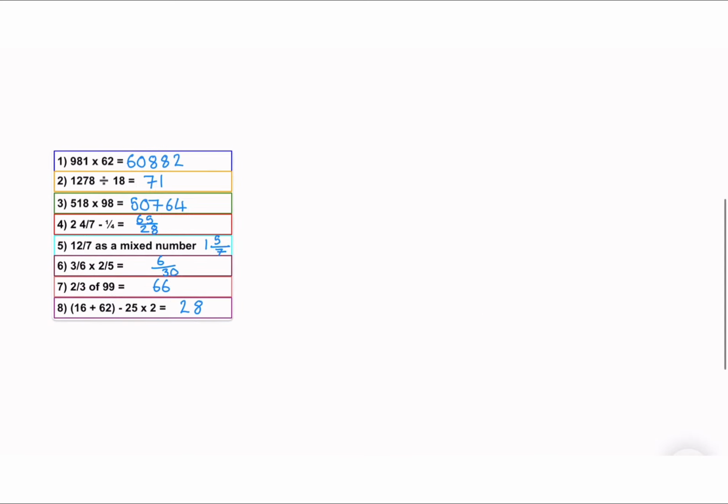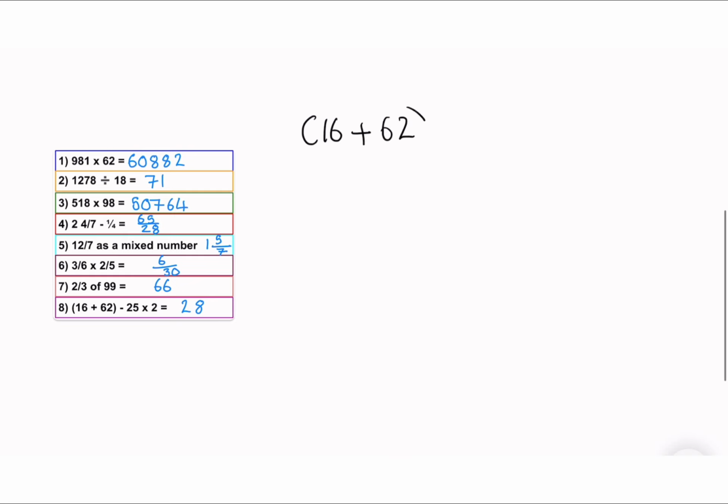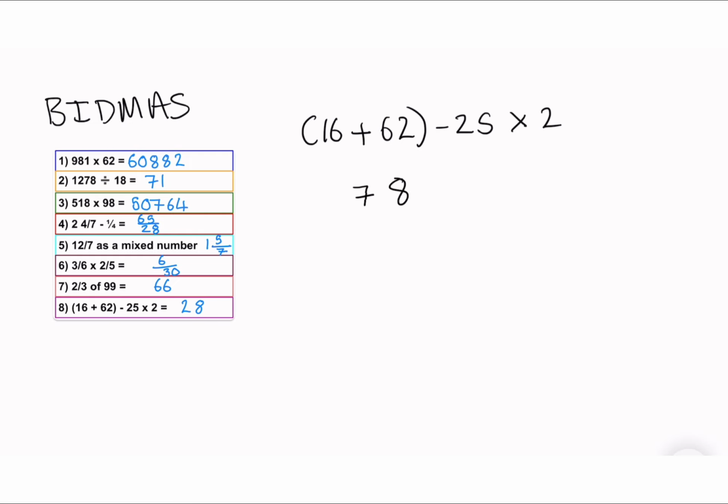Last question is 16 plus 62 in brackets, take away 25 times 2. Well, we need to remember for this one, BIDMAS. Let me just write that as a reminder. So BIDMAS stands for brackets, indices, division, multiplication, addition and subtraction. So the first thing on there is brackets. So I need to do what's in my brackets. So it's 78. So 78, take away 25 times 2. That's what I've got now.